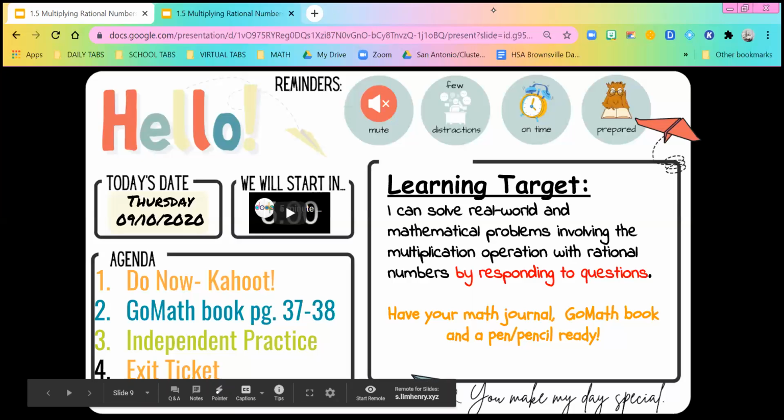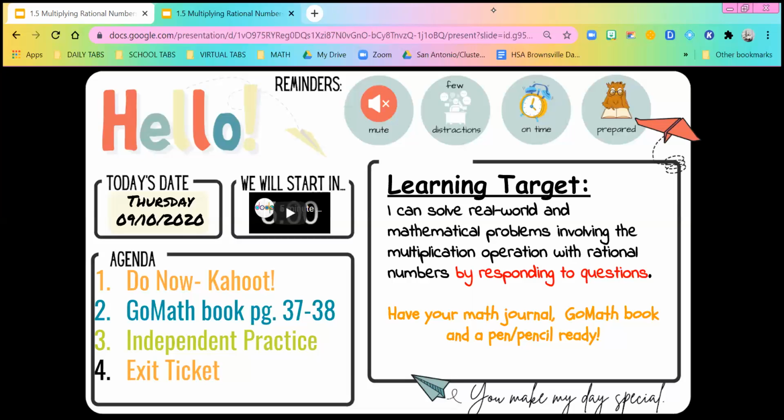So for the agenda, if you have not, please complete the do now that is in the week 4 Thursday folder, and it is a Kahoot. Do the Kahoot first. Once we do that, we're going to get into our Go Math book, starting on page 37. After that, I go over some examples. You're going to do your independent practice like we always do. And of course, you're going to end the day with an exit ticket.